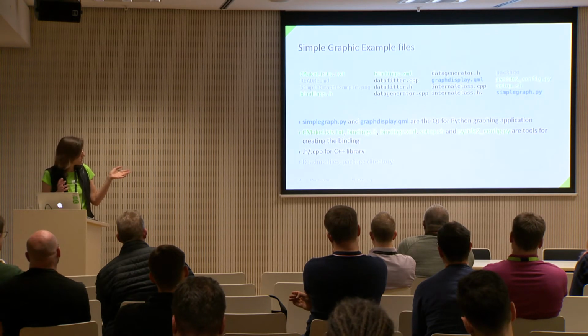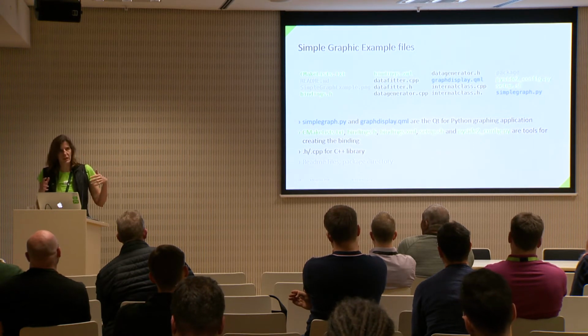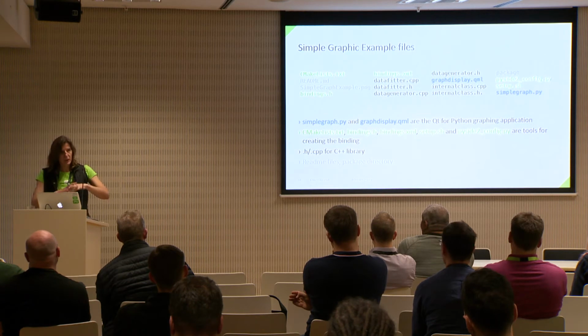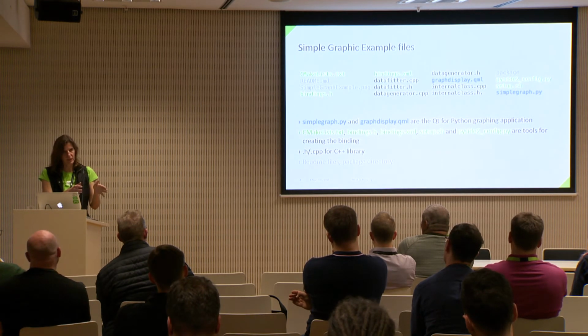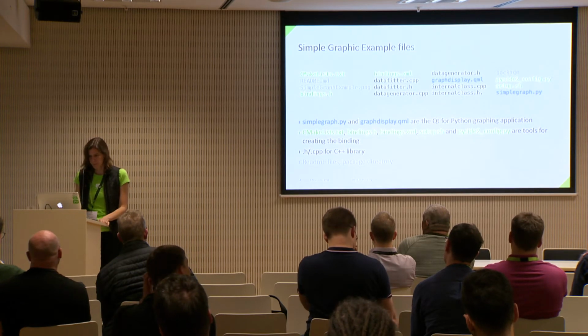The reason I brought this in here was because I wanted to show that when you're binding a library, you don't have to bind everything. You can just extract a certain subset of the functionality, and that's all you have to do. You can ignore the rest of the C++ library.